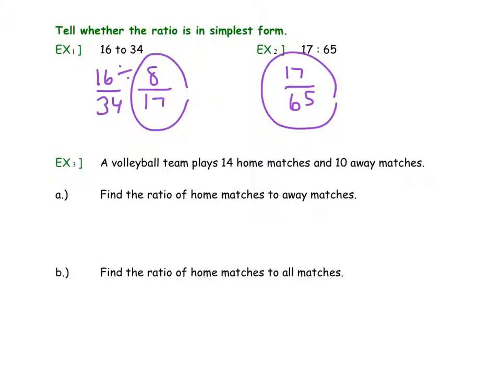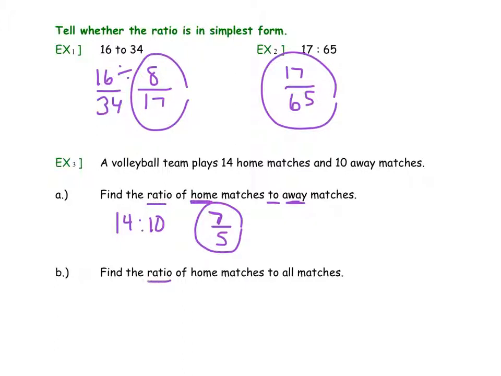All right, example 3. A volleyball team plays 14 home matches and 10 away matches. Find the ratio of home to away, so write that down. So home to away would be 14 to 10, which, if you divide both by 2, you would get 7 to 5. So the ratio, remember, has to be in the correct order. Home has to be first, and away has to be second. And you would leave this improper because it is a ratio.